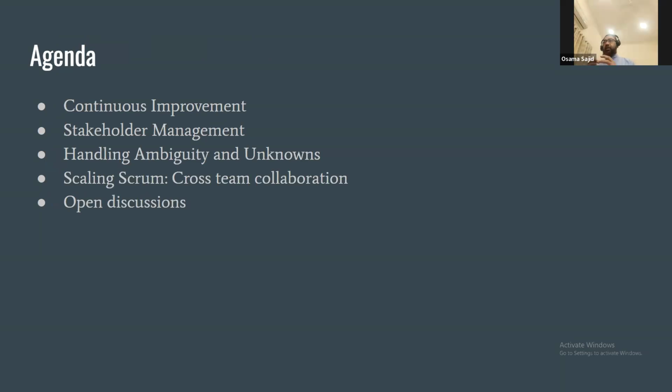Then as we work through Scrum, one of the practical challenges that comes up is handling ambiguity, unknowns, and unplanned work. The fourth point we will cover today is how we scale Scrum. I would love to spend more time on that part towards the end, and then open discussion. But as I said, if you have any point to add or questions to ask, use the chat box.